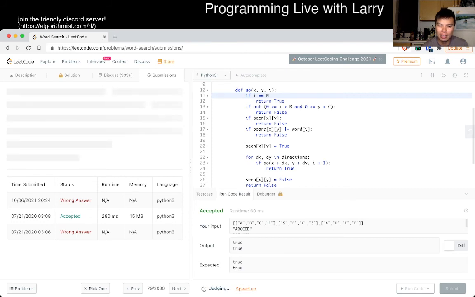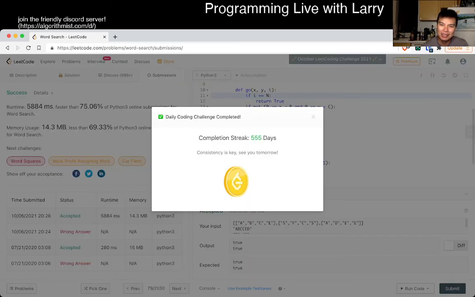Watch, I get another wrong answer, then I did worse than last time. Now, okay. Oh, look, the streak is actually good. And now I know my actual streak. Okay, good. Thanks, Leetcode, for finally fixing that.